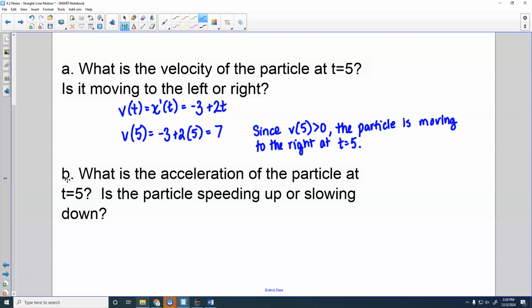The acceleration of the particle, what do we need? The second derivative of our position, or we could just take the first derivative of our velocity. I'm going to say a of t equals, you can call it x double prime of t, you can call it v prime of t. Do something there to know that we're taking the derivative of what you had before. And what is our derivative there? Just 2, right? So a of 5 equals 2.